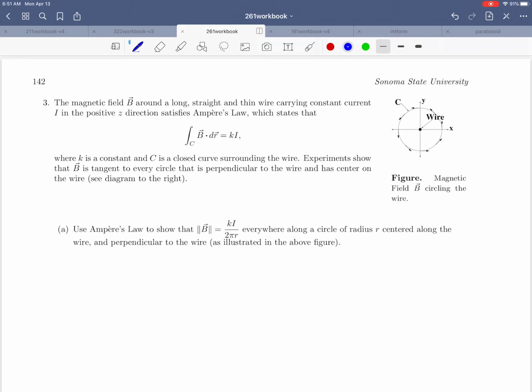Hello everybody, and welcome to page 142 of the workbook. We're going to be working through exercise 3 together.